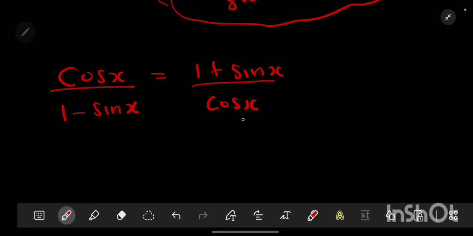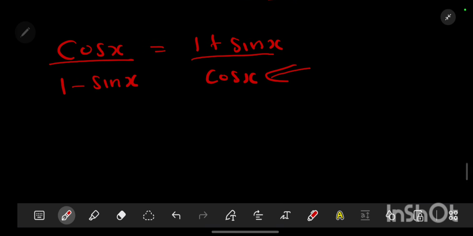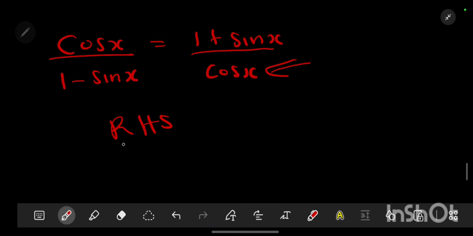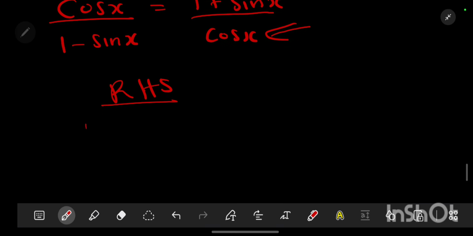We can use any, but I was just trying to look at which one would be most practical to use. Okay, let's use the right hand side. Even the left hand side is okay. Let's use the right hand side since we have been using the left hand side too much.